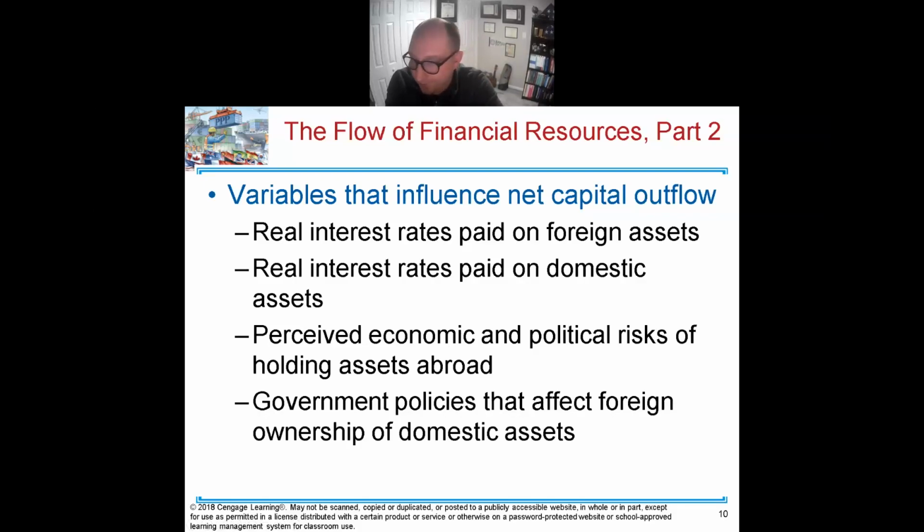A couple of things that affect foreign investment. Interest rates paid on foreign assets. Absolutely. If I want to put a building up in Bangladesh, I need to probably take out a loan through a Bangladesh bank. And what will affect that are the interest rates. Also, interest rates paid on domestic assets. If I take out a loan in Bangladesh to put a building up in Bangladesh, it might also be affected by interest rates domestically.